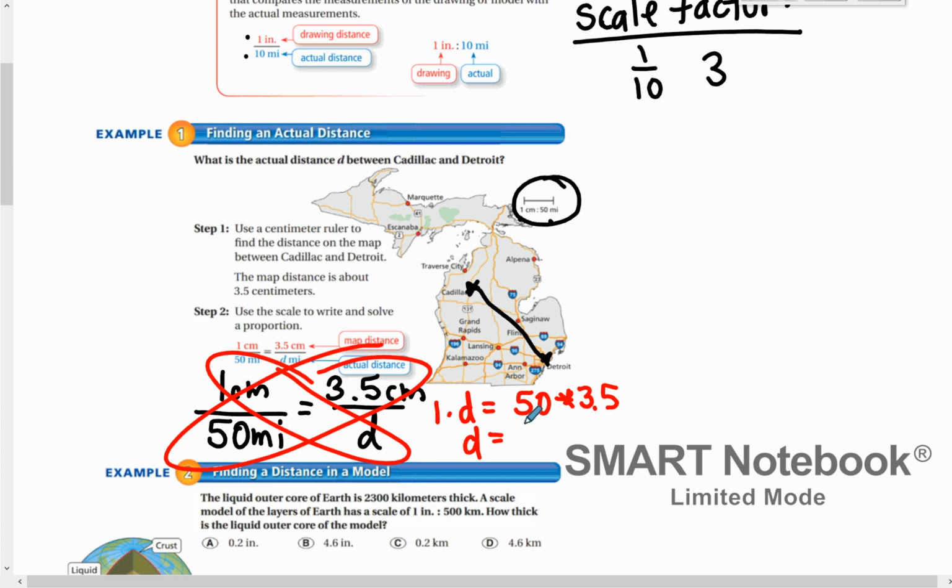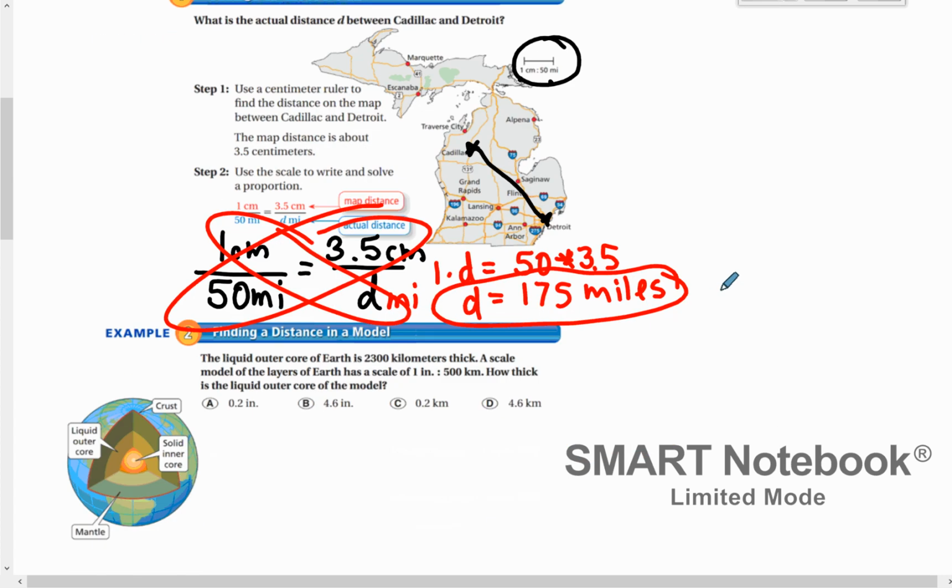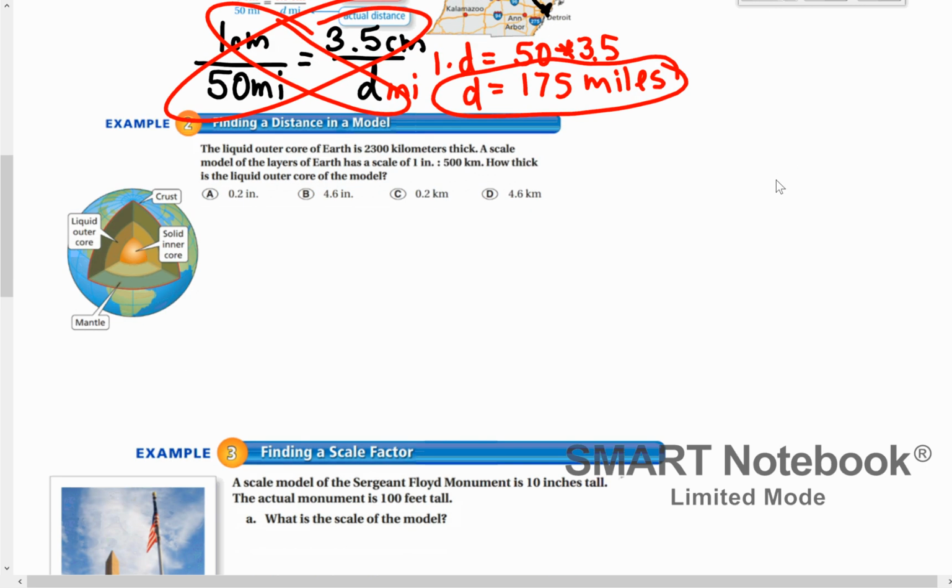And we get 175. This is going to be miles. Okay, one thing we want to make sure we do when we're always doing scale is that we put the map distance over the actual distance. So we always want to put the map over the actual. Okay, and that'll just keep it consistent for any problem that we do. So the distance on the map over the actual distance in real life. All right.